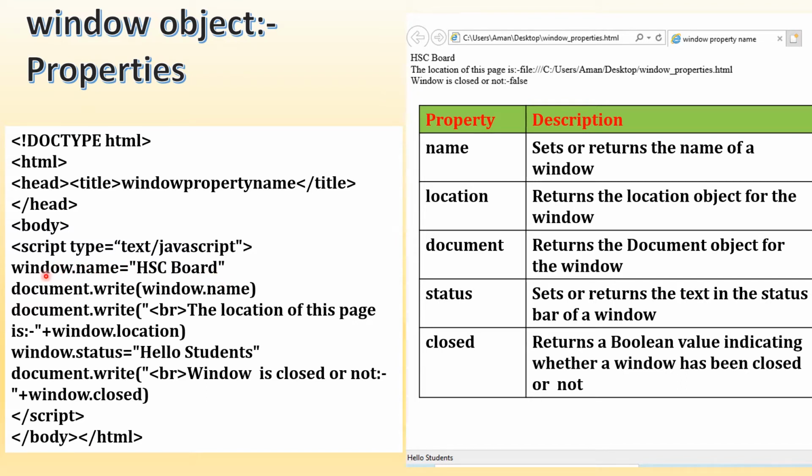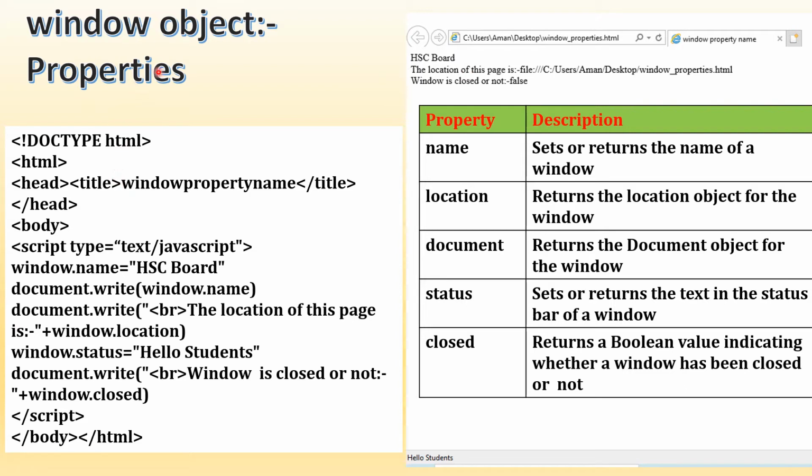Window.name. Why window? Because it's an object. Object.name, that is the property, equal to. We'll never put a parenthesis here because it's a property, not a method. Equal to, I'll give two words here, HSC board. Then I'm displaying it on the screen, document.write. I've written window.name, so you can see the HSC board is displayed here.